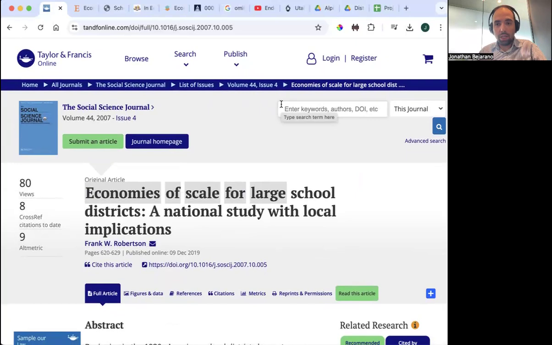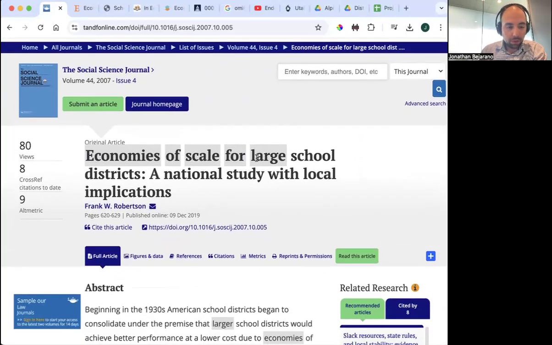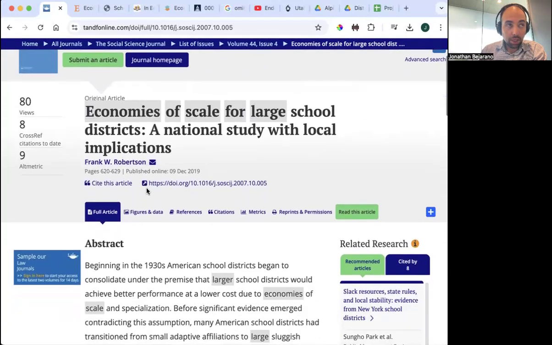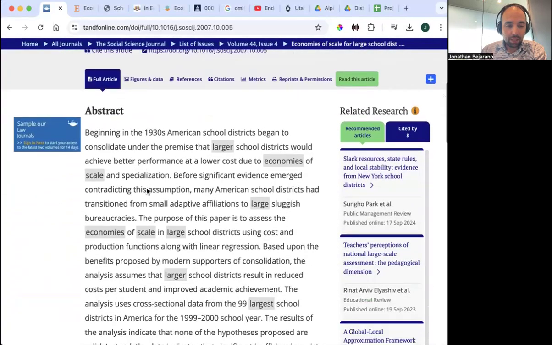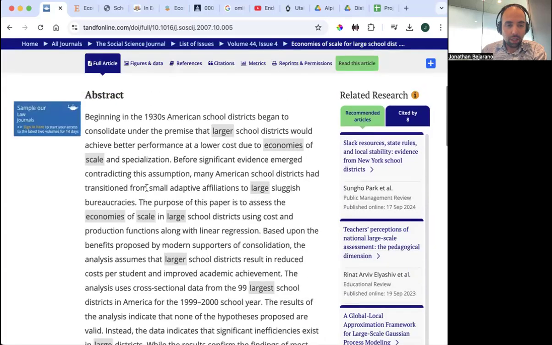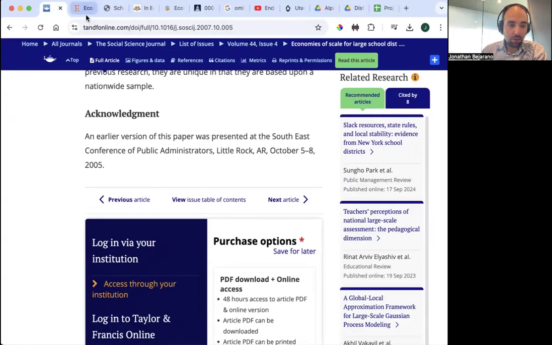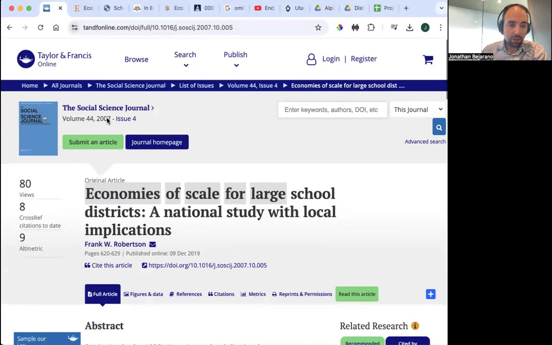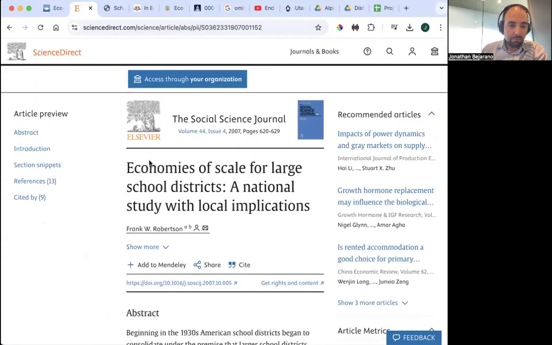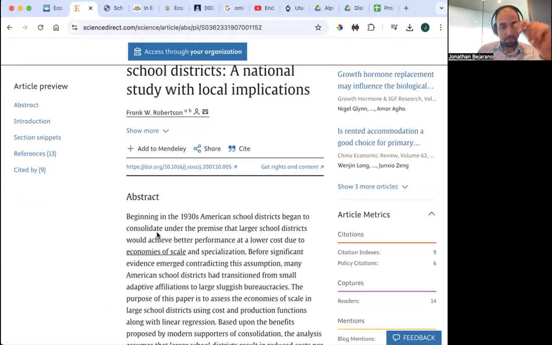So first, I'd like to address all of the other studies that were mentioned previously, and I'm looking at this study right here, economies of scale for large school districts. I know this was brought up. And I don't believe that this study right here is actually valid for Utah. And let me just say why. So this is the same exact article over here, by Robertson. It just has a little more detail into it since it's behind a paywall.